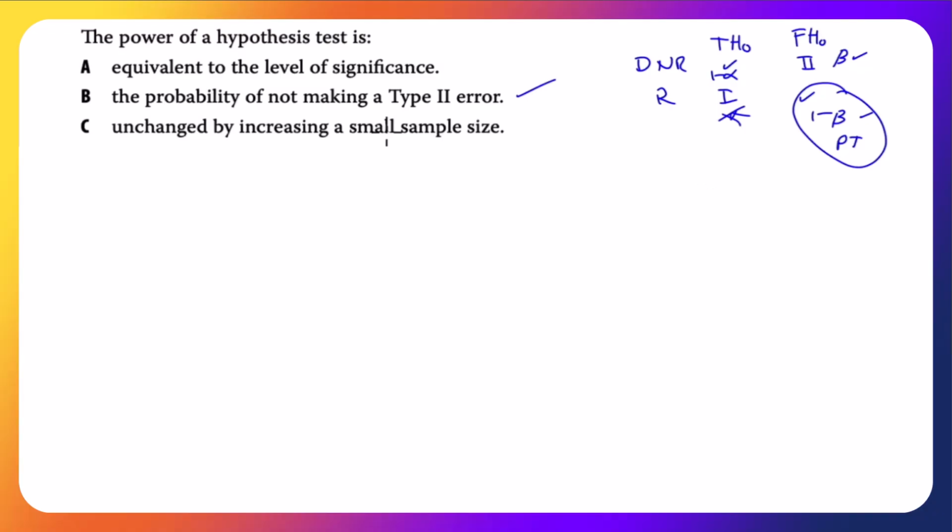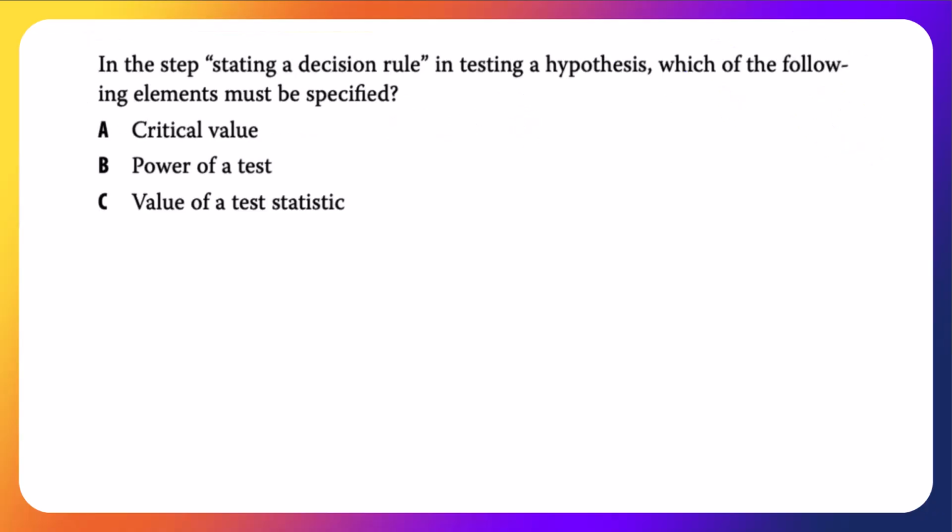The power of the test would be changed by increasing the sample size. So we can get rid of that. In the step, stating a decision rule in testing hypotheses, which of the following elements must be specified? Critical value, power of a test, or value of a test statistic. In going through the steps for hypotheses testing, we don't calculate the power of a test. The power of a test is correctly rejecting the null. We don't actually calculate it. We specify a level of significance, but we don't calculate or specify power of a test, so we can get rid of that. Critical value or test statistic.